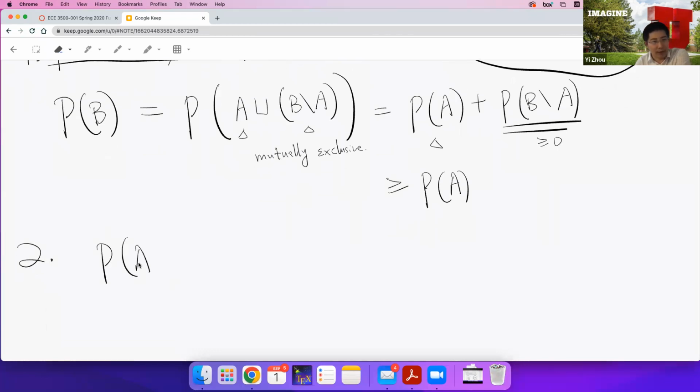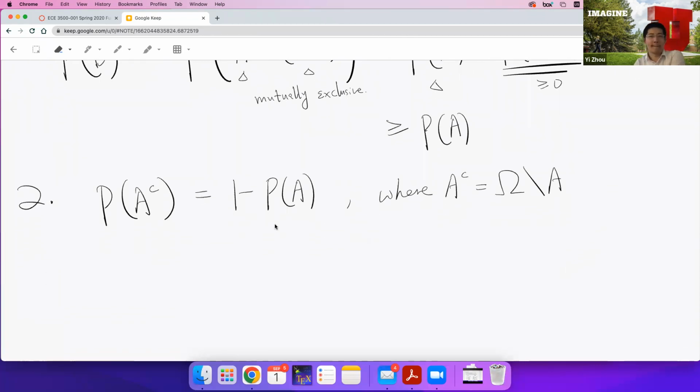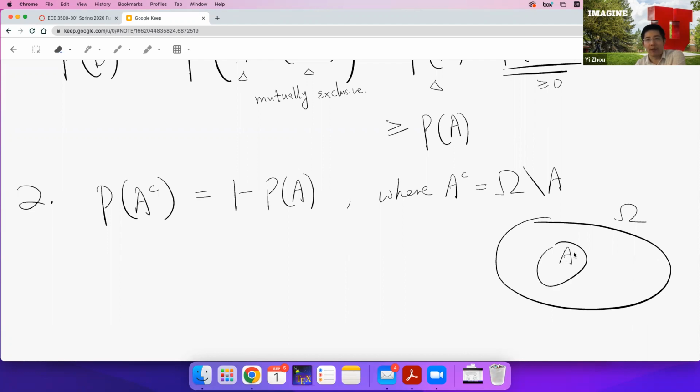The second property is also very intuitive. The probability of the complement event equals 1 minus the probability of A. A complement is simply the biggest event omega subtracting A. This is intuitive because we know P(omega) is 1. So if you have A here, then the rest of the events, the complementary event, must have probability 1 minus the probability of A.